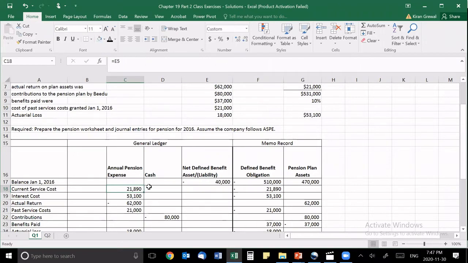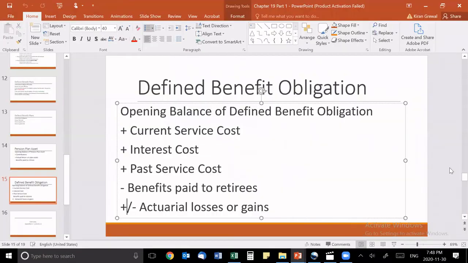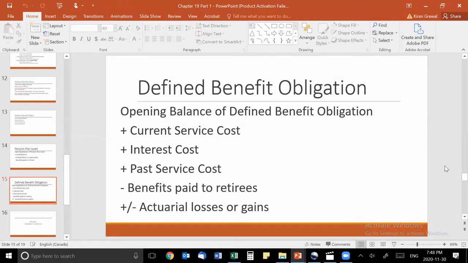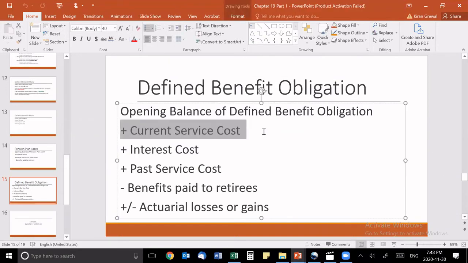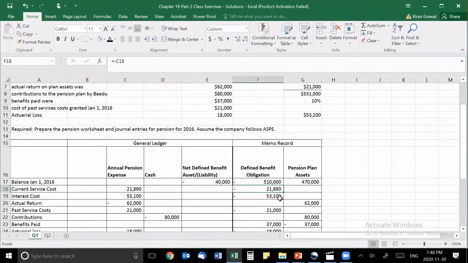For this worksheet to work, we have to have a debit and we have to have a credit. So our debit's going to go into pension expense. Our credit, if you remember from the previous video's PowerPoint slides, our current service cost increases our defined benefit obligation. So if you have a liability and you want to increase your liability, we're going to credit the amount. Okay, so we're going to have a negative 21,890 on our defined benefit obligation.